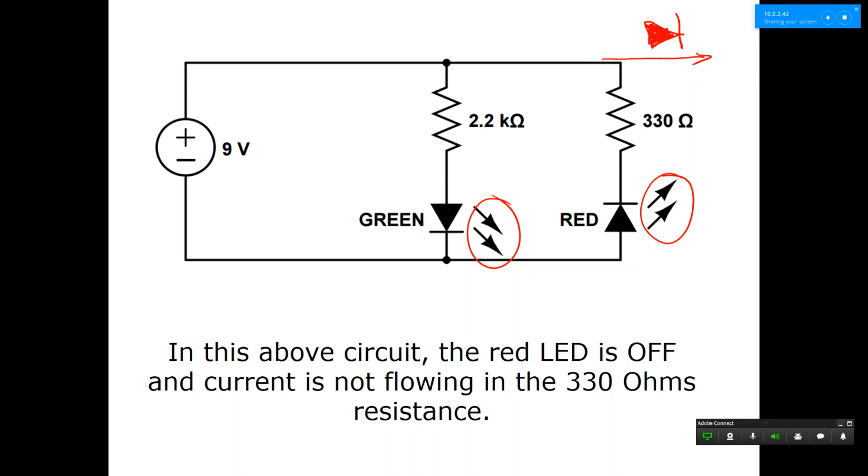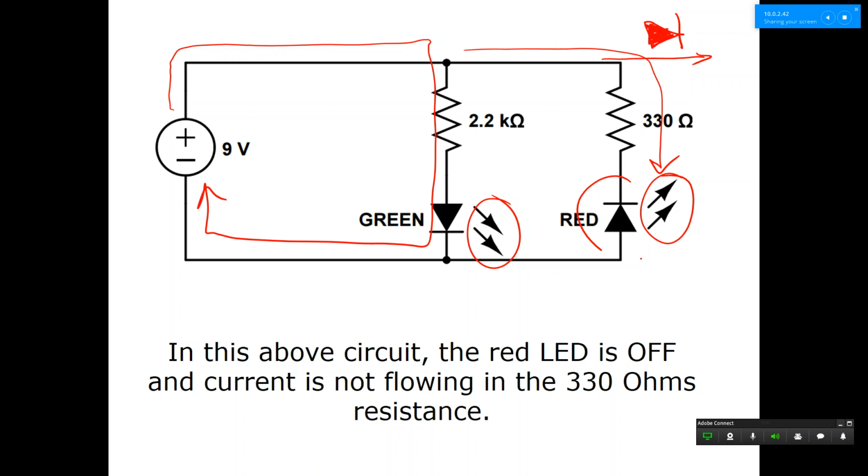So absolutely it's green. The reason for this is because the current will go this way and the green light will light up. And then over here, it'll go and it'll stop at this red LED because that LED is plugged in the wrong direction.